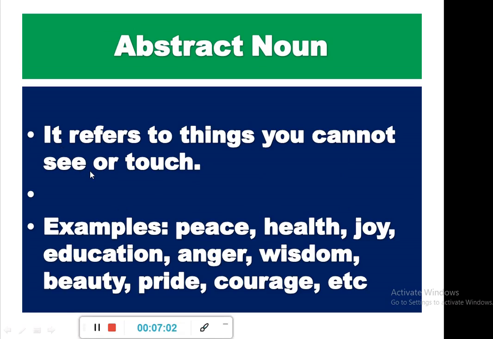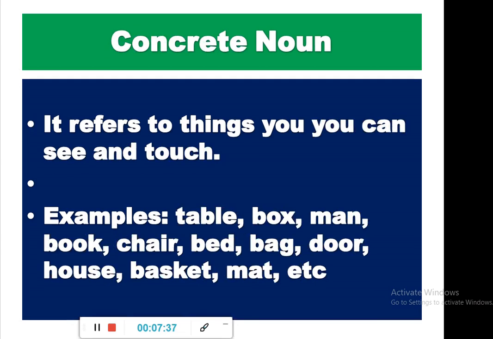That's the type of noun that refers to things you cannot see or touch. They are abstract. Things you cannot see, you cannot touch, you cannot taste, and so on and so forth. Examples are peace. You can't see peace, you can't touch peace. Health, joy, education, anger, wisdom, beauty, pride, courage. These are all ideas that you can't touch. They are intangible. You cannot touch them. They are all known as abstract nouns.